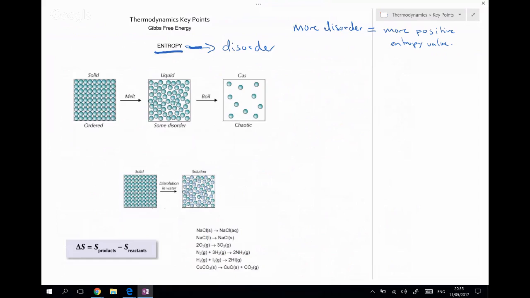The other side of things is that we can have a look here at what we mean by disorder and how that can change. As I say, we've got a host of things here that change.